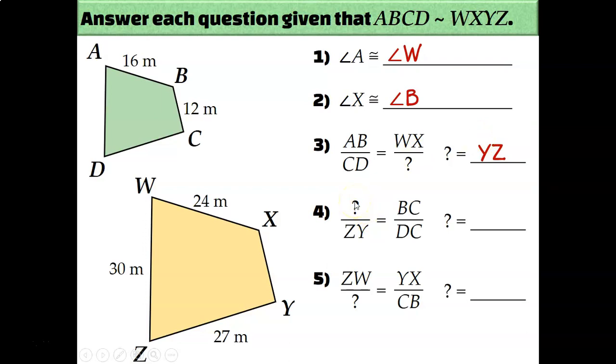Whenever you're given the question mark in the first ratio, it can feel a little confusing. So instead, look at the second ratio first. BC over DC.